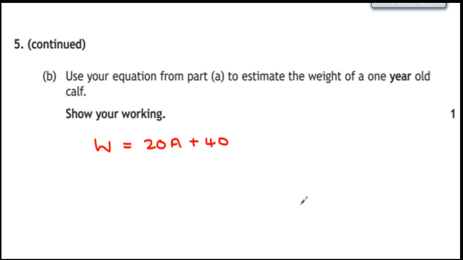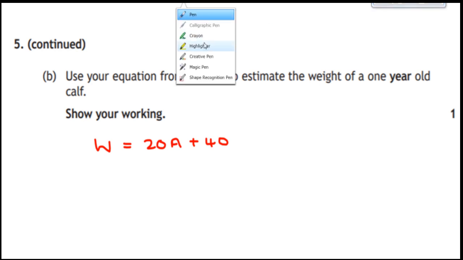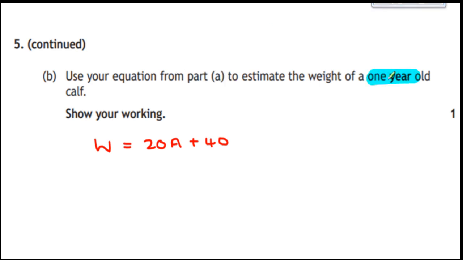Now for part B, it says use your equation from part A to estimate the weight of a 1-year-old calf. Now the formula we've got is W is 20A plus 40. Now it says a 1-year-old calf, but A is the age of the calf in months, so we have to make sure we write that down as 12 months. Okay, that's another wee trick, or another wee pit there that we don't want to fall into.